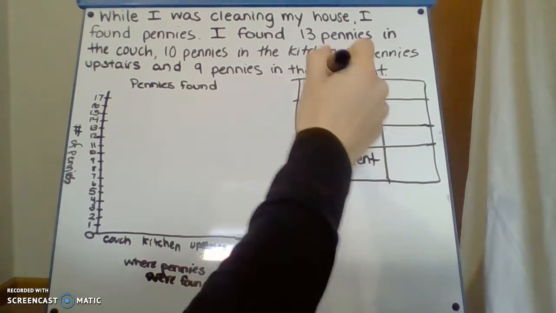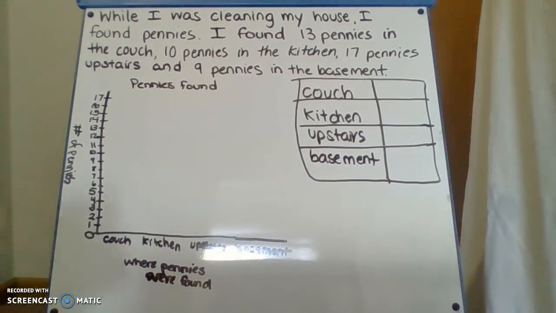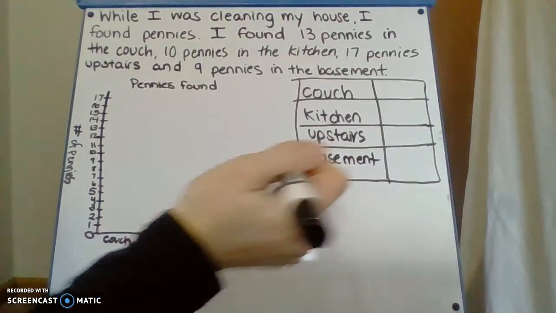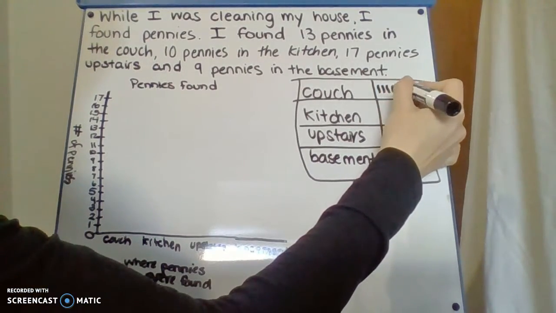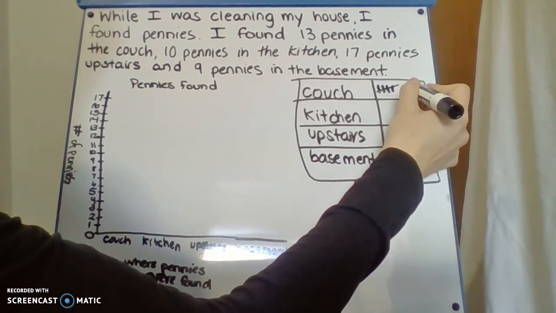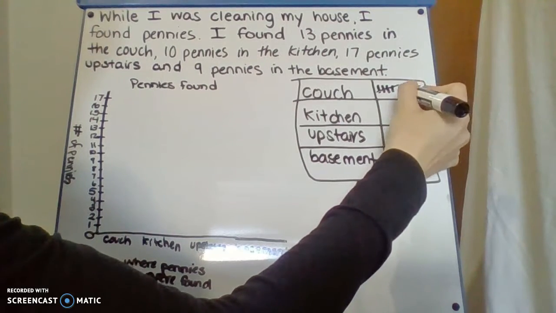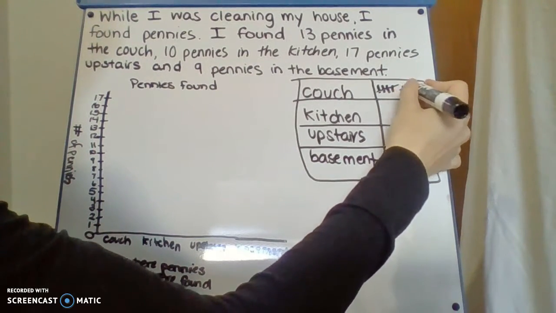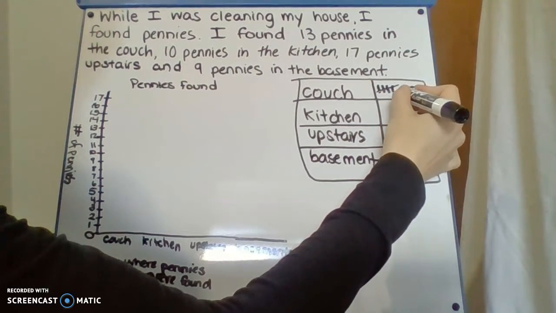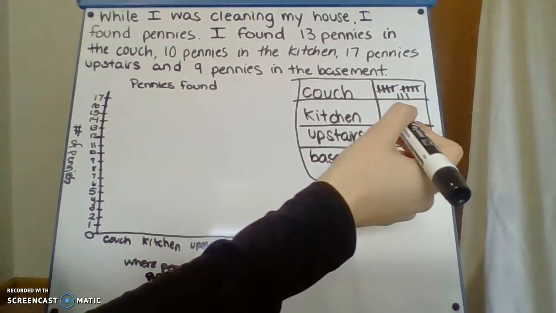Couch. I have 13, but you're going to do that in tallies. So 1, 2, 3, 4, that's 5, 6, 7, 8, 9, 10. I have to go under. I ran out of room. So that's 5, 10, 11, 12, 13.